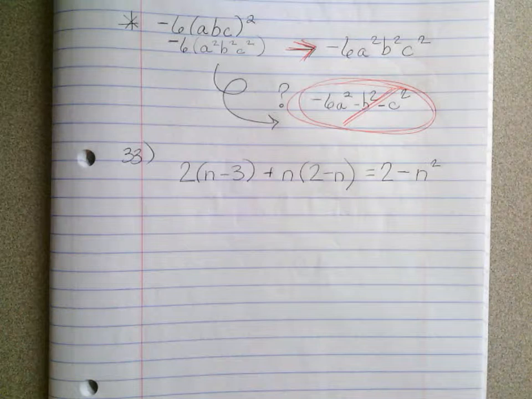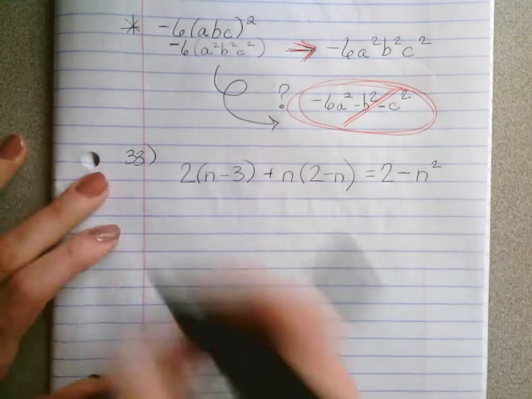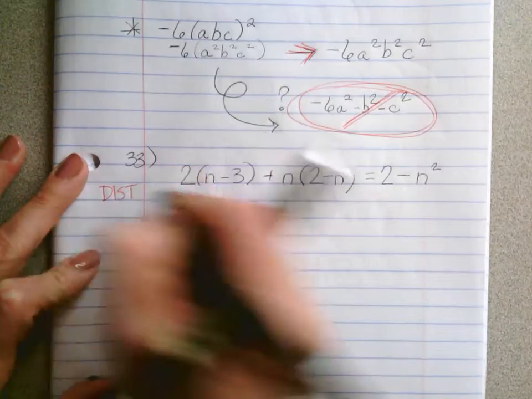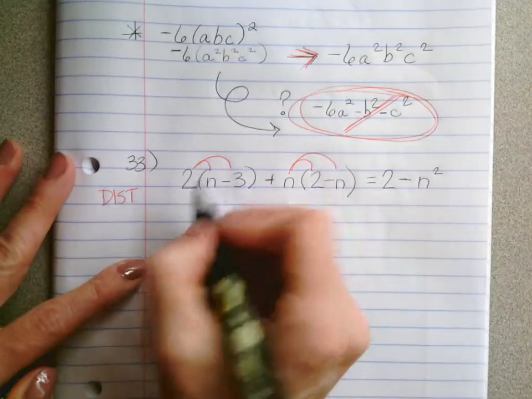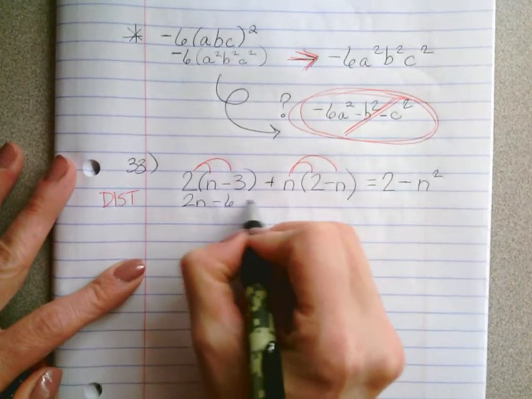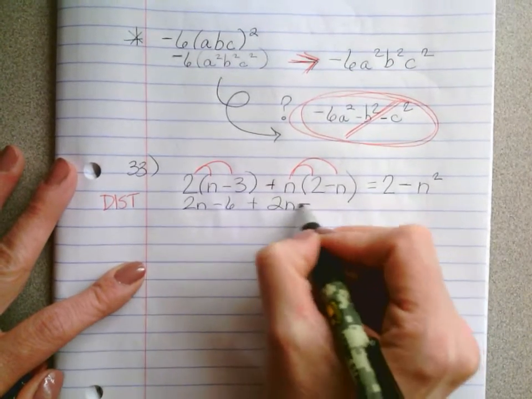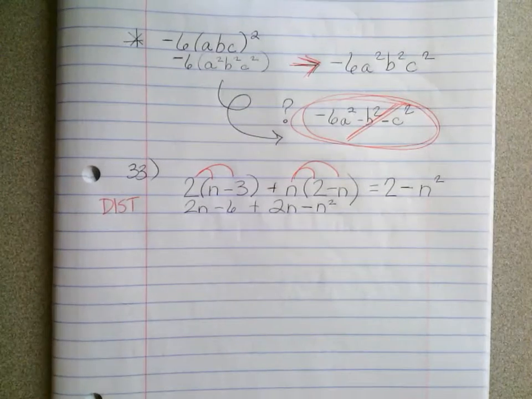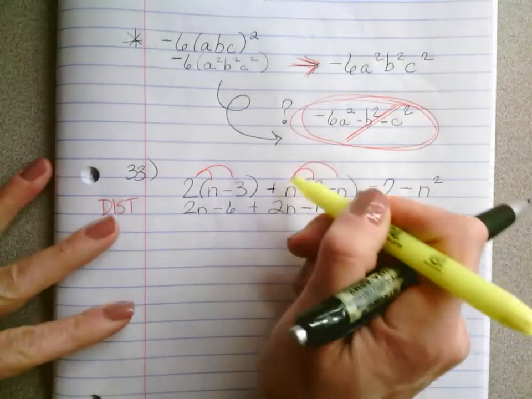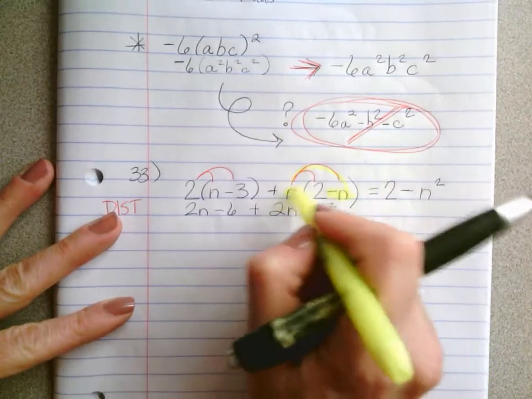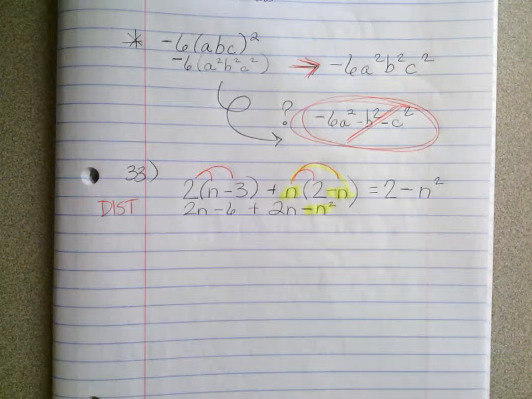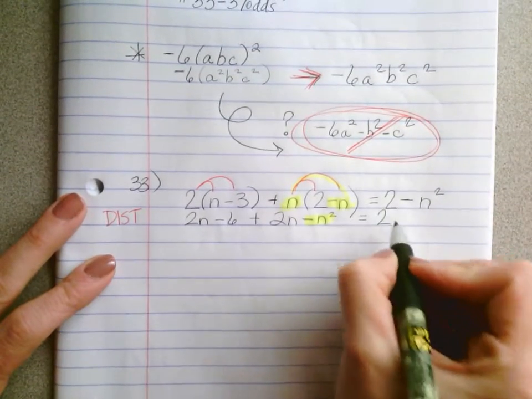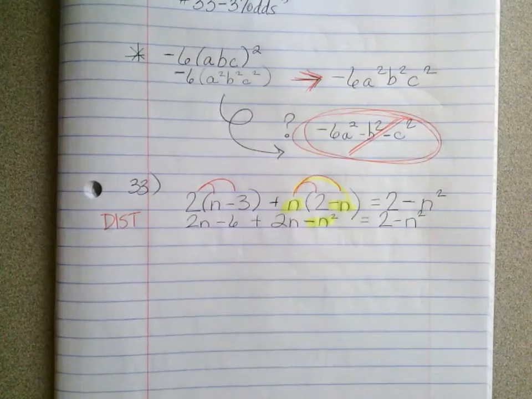First step is going to be to distribute. Here and here, there's nothing to distribute over there. 2n minus 6 plus 2n minus n squared. That's the component that tends to make people nervous. The n times n is n squared. It's a negative anyway. All of that is equal to the business on the right that's still sitting there, right?